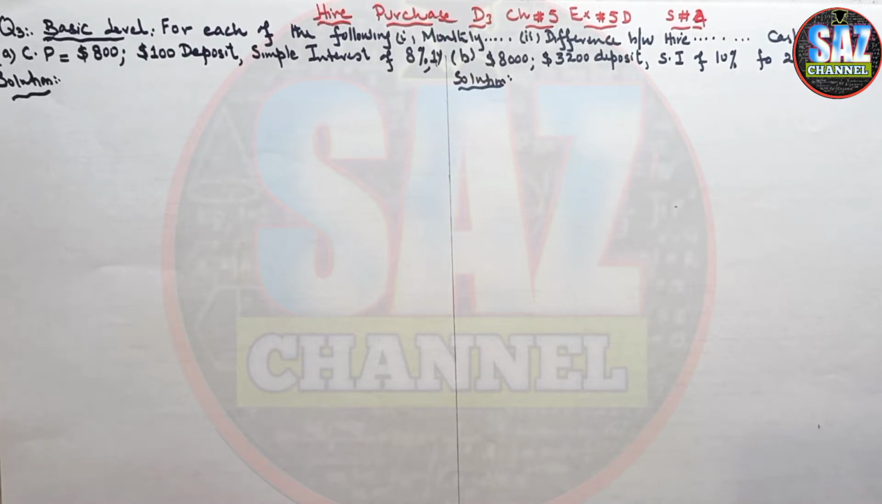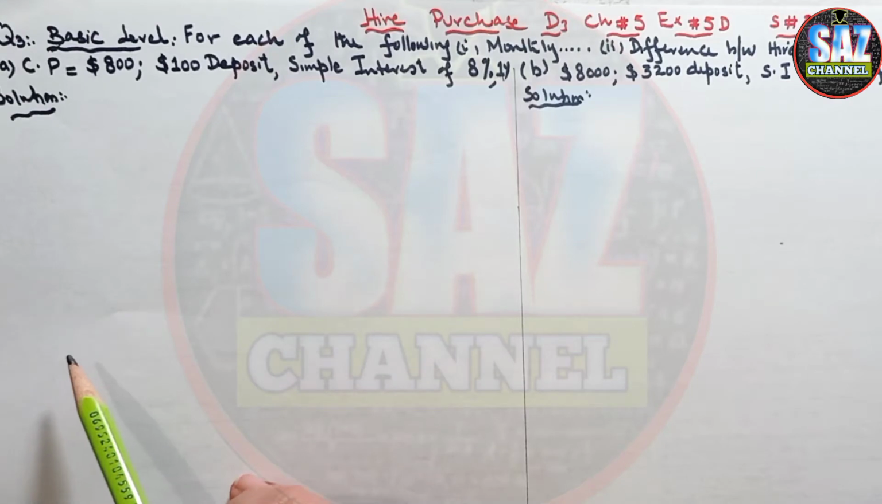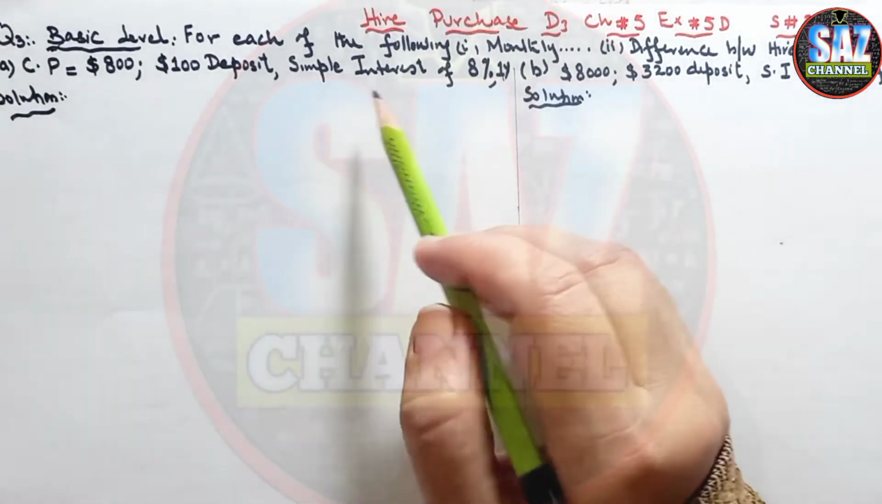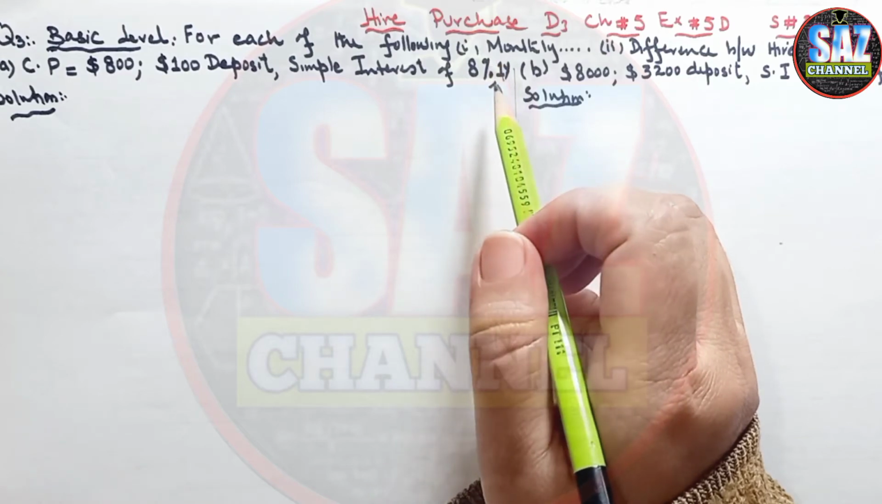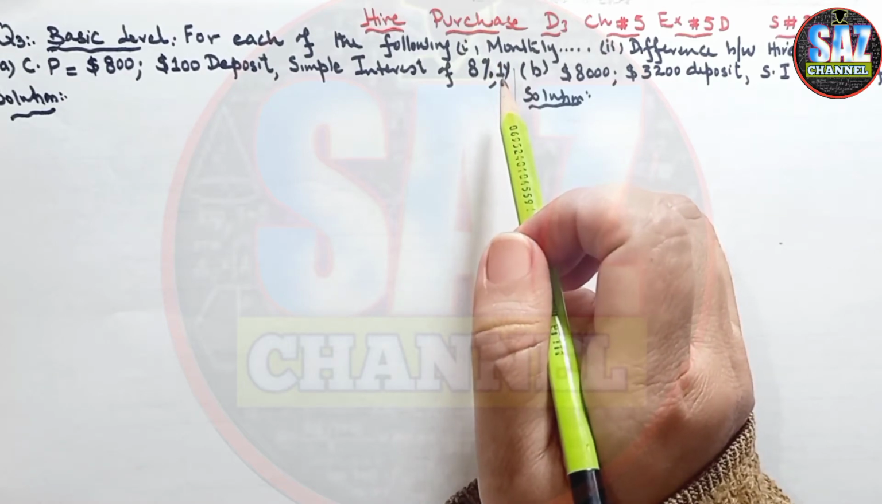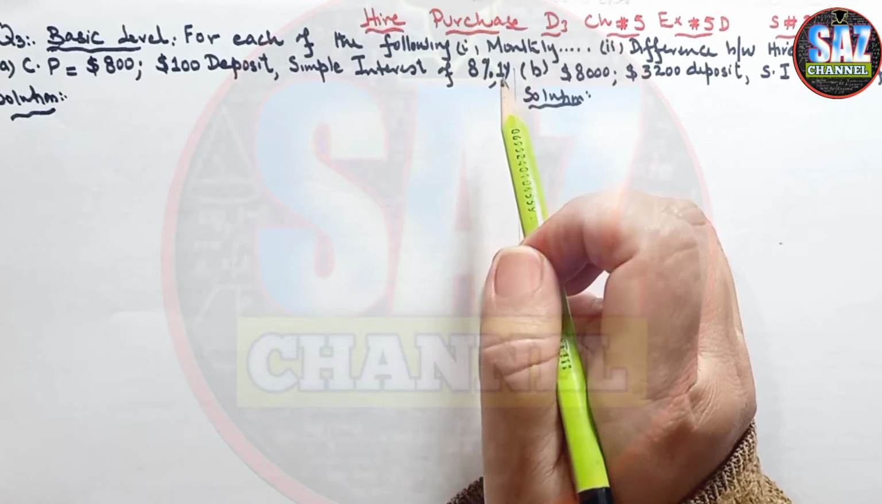Let's read the question from the book. Question 3 says, for each of the following, we have to find the monthly installment, and the second is the difference in hire purchase and the cash price as the percentage of cash price.